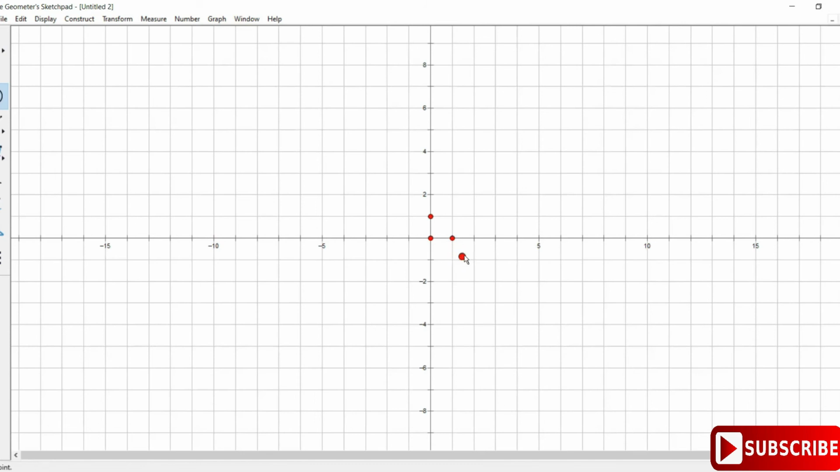And then we know that it passed through 4, minus 3, somewhere here. And it should pass through 3, 2. So this is roughly what we have, all right? That's roughly how the circle looks.